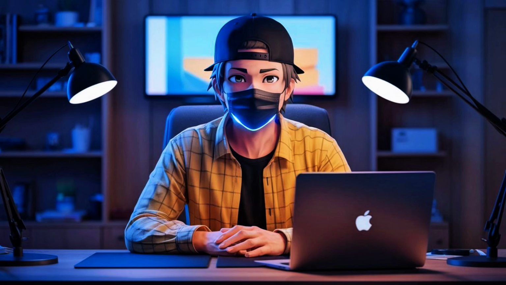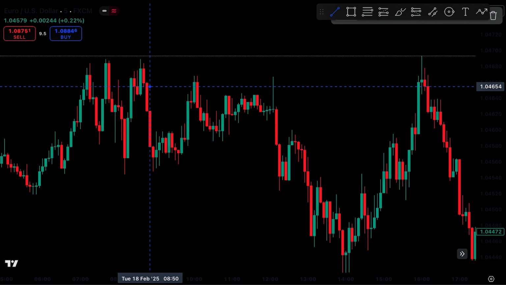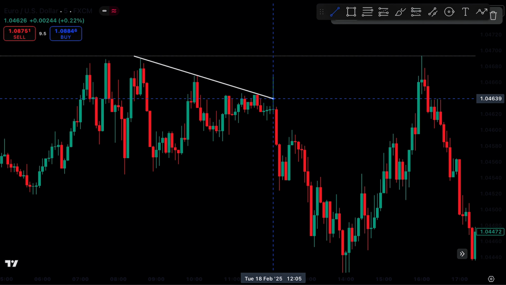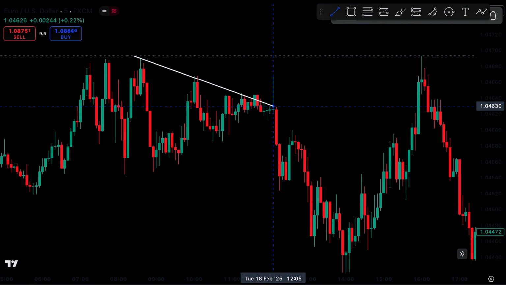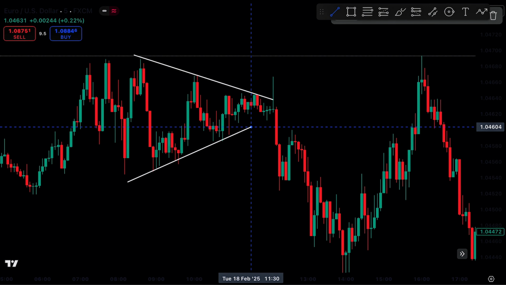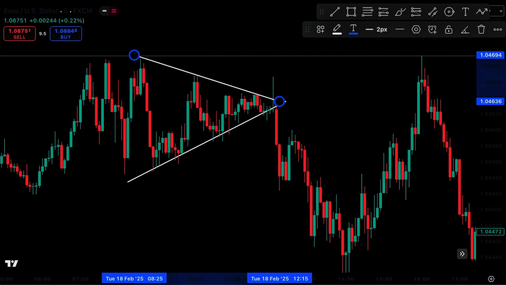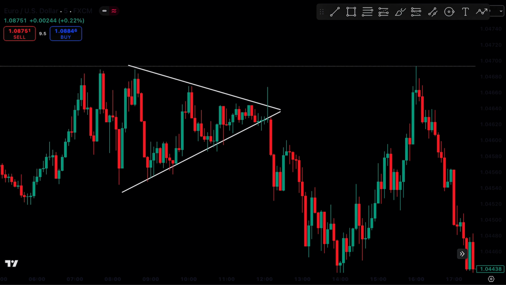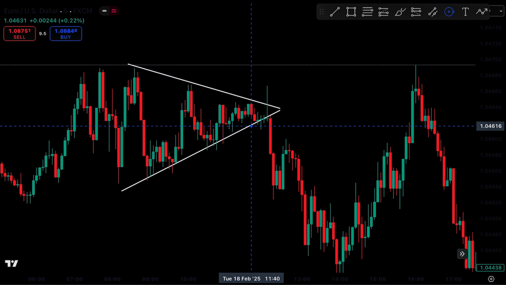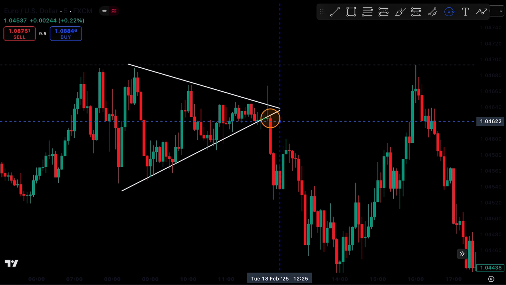Now let's look at a live chart example and trading strategy. Here's a perfect example of an FVG playing out exactly as expected. Here we can observe this chart pattern. This point is the breakout where most of the traders will enter.